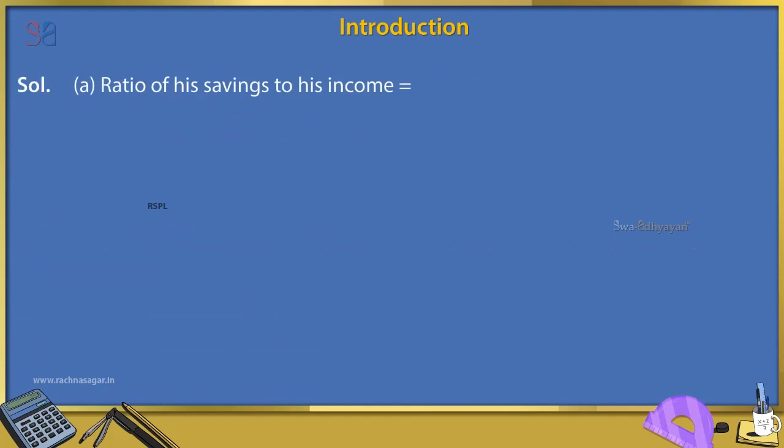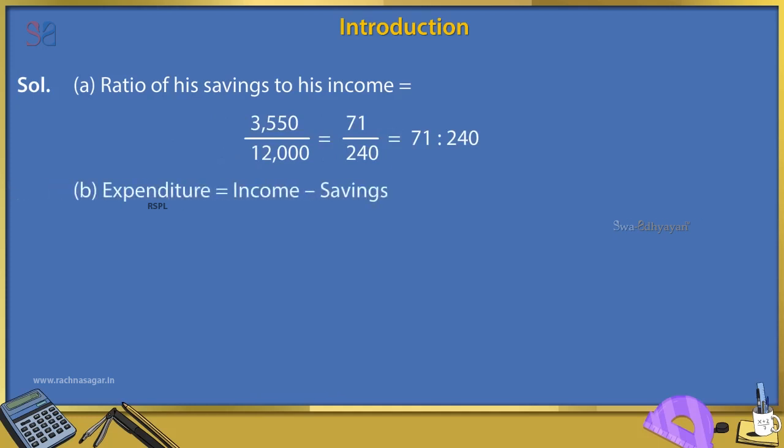Ratio of his savings to his income is equal to 3,550 by 12,000, which is equal to 71 by 240, which is equal to 71 is to 240.